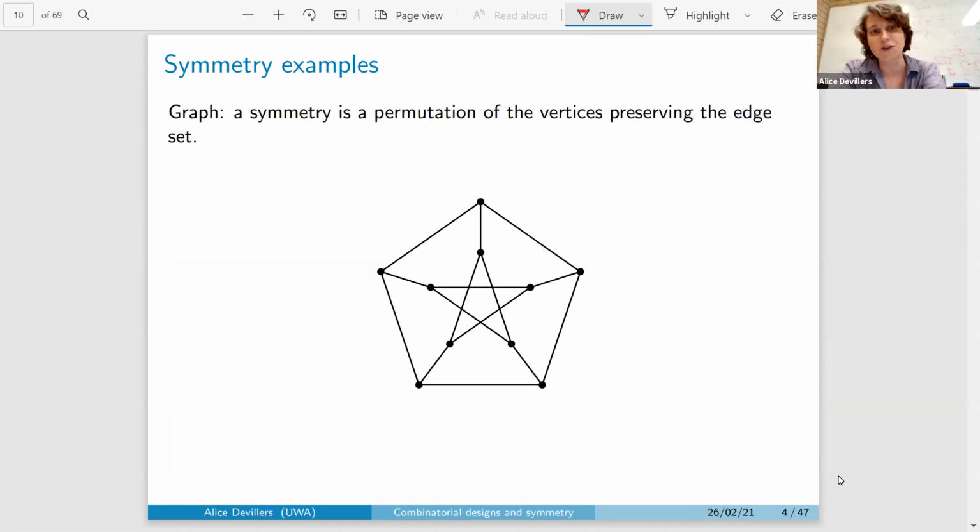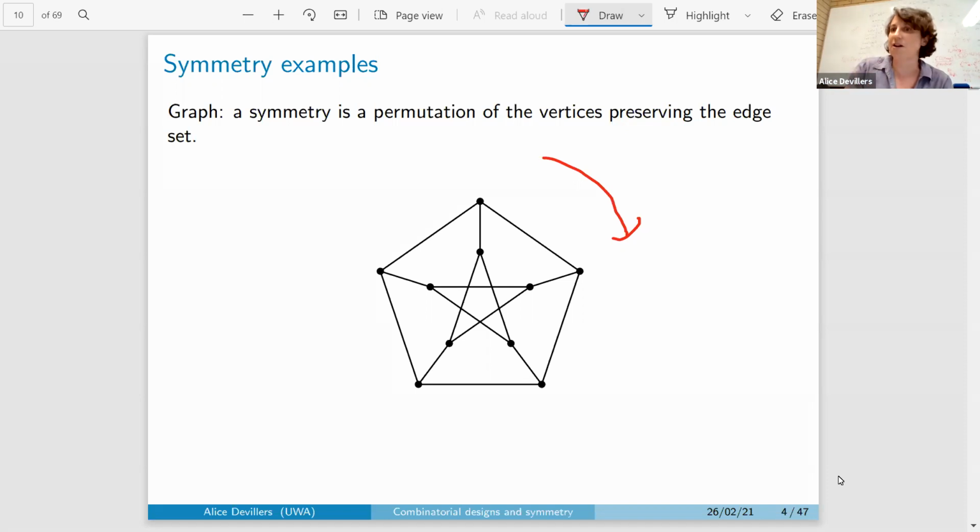More of a discrete example: graphs. A graph is just a set of nodes and then some edges between some pairs of the nodes. So a symmetry in this case is just a permutation of the nodes, which are called vertices, which preserves all the edges. So for instance, you can easily see that if I do a fifth of a turn like this, that's a symmetry. It preserves, it maps an edge to an edge.